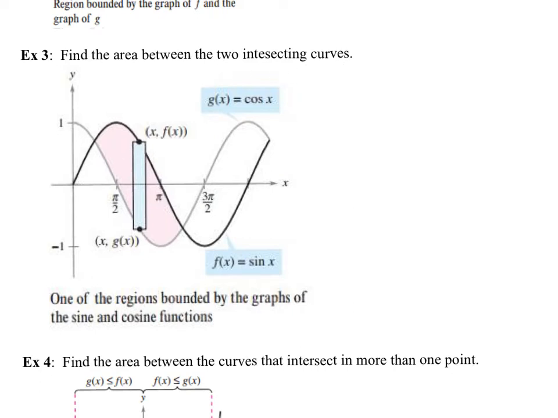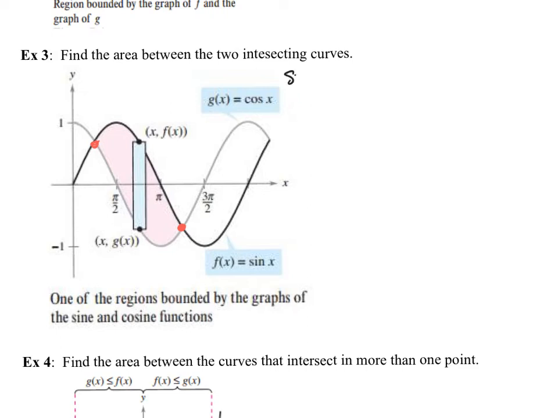This time though we have curves that are trig functions. So to find our bounds, again, our leftmost bound will be this point of intersection, and our rightmost bound will be this point of intersection. So to find those x values, let's set the two functions equal to each other. You can see that the upper function is the graph of f of x equals sine x, and our lower function is the graph of g of x equals cosine x. So let's set those two expressions equal to each other.